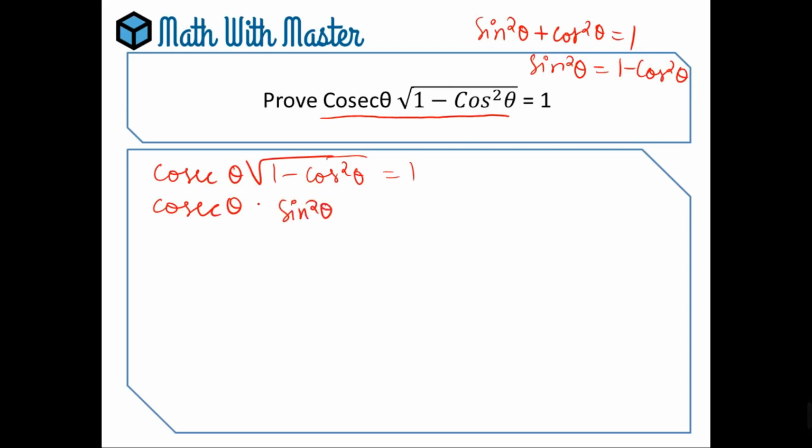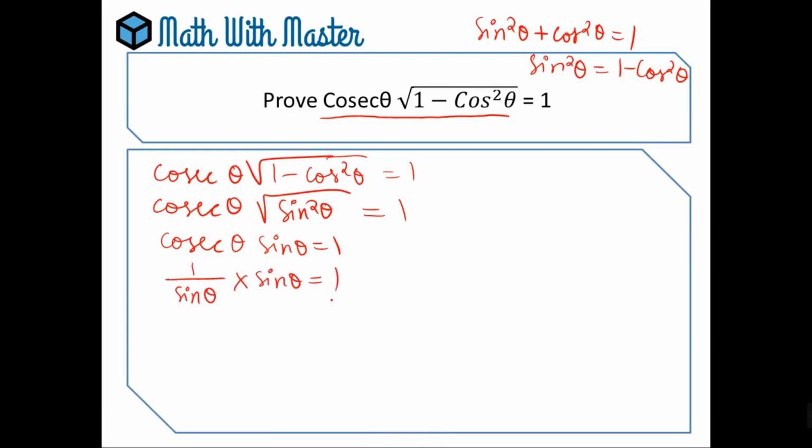So we will write under root sin square theta. Now this is a square, so under root and square will cancel. So the answer will come cosec theta into sin theta is equal to 1. And now we can write cosec as 1 upon sin theta, into sin theta is equal to 1. Sin theta and sin theta will be cancelled. 1 is equal to 1. We have proved what we needed to prove.